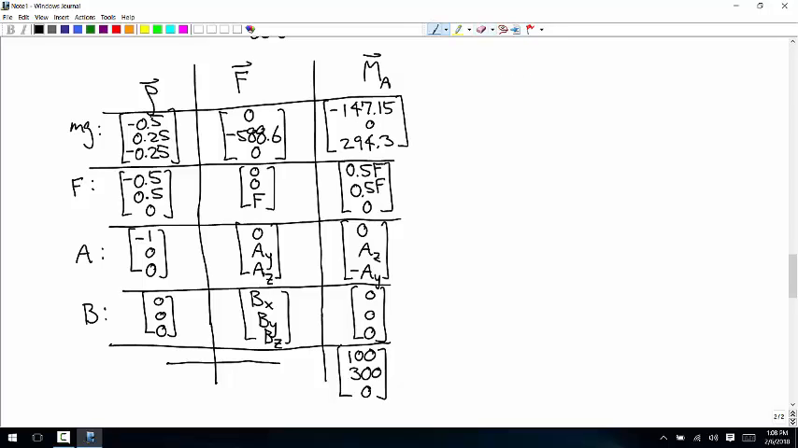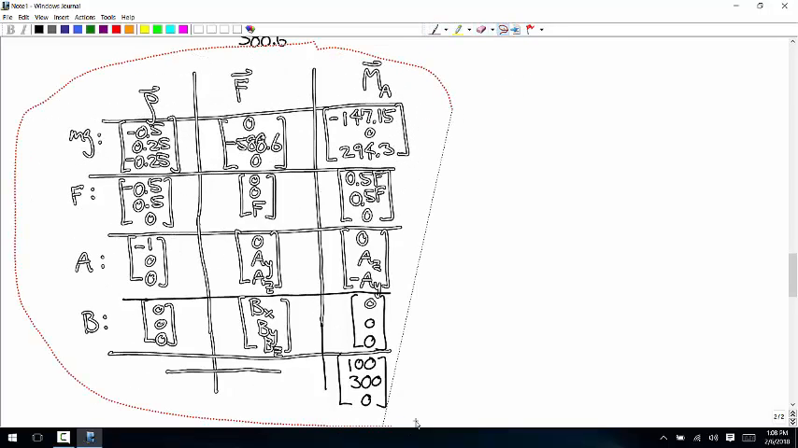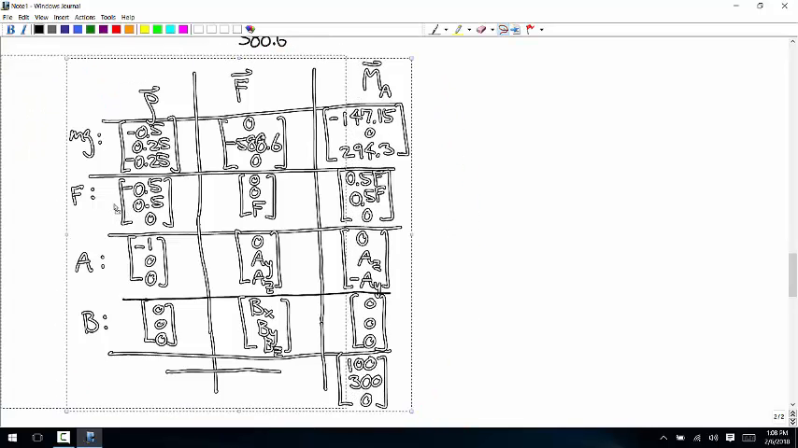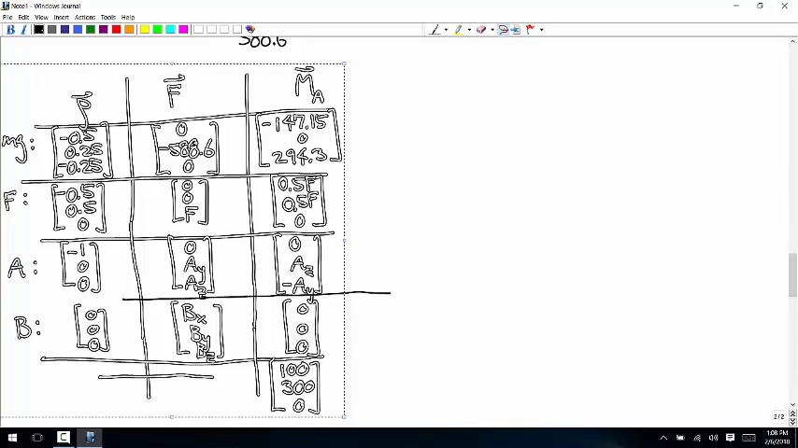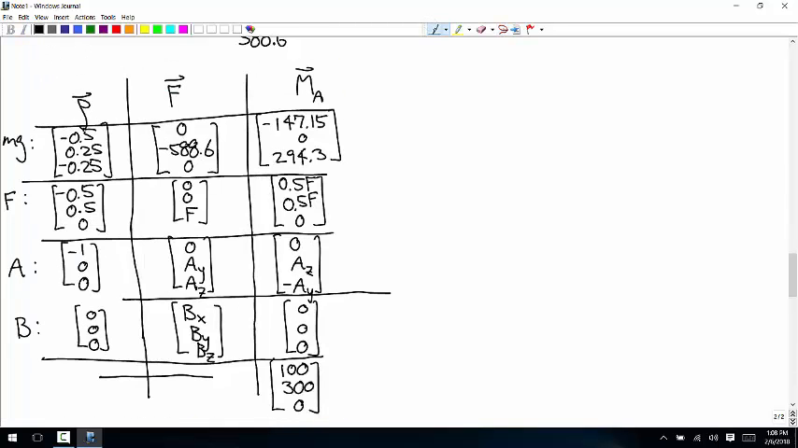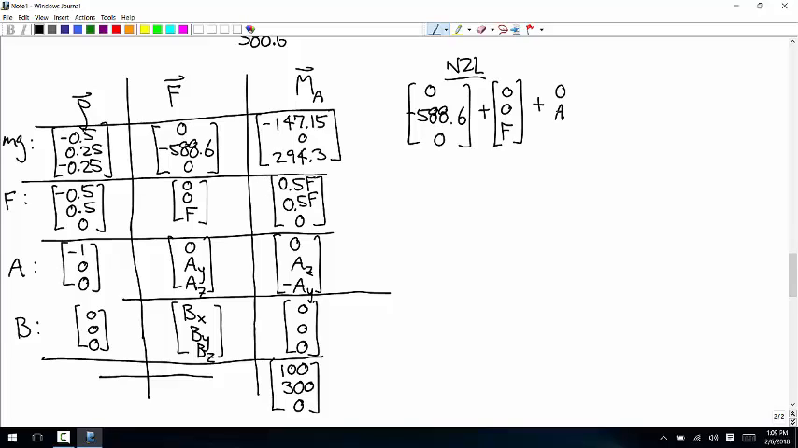Okay, so Newton's second law says 0, negative 588.6, 0, plus 0, 0, f, plus 0, ay, az, plus bx, by, bz is equal to 0, 0, 0.